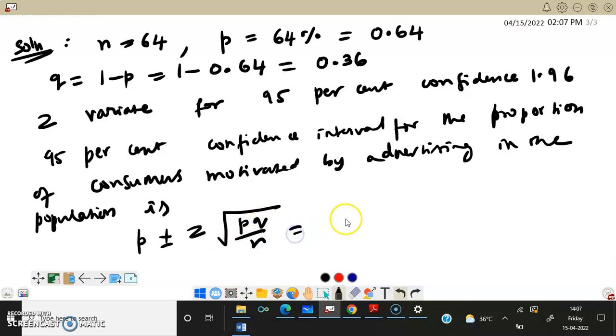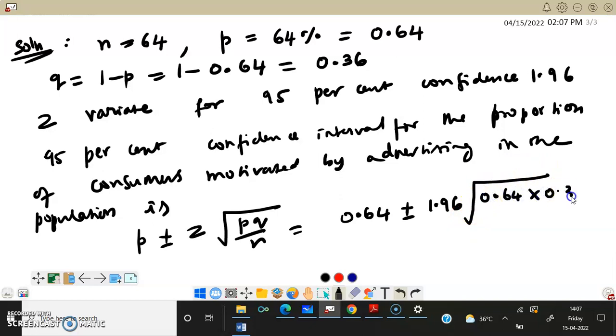Okay, which is equal to P is given 0.64 plus or minus Z we found from the, sorry, I will show you later. From the table this is 1.96, 95% is there, no? From the table it is 1.96 square root of 0.64, that is P, 1 minus that 0.36 upon 64. If you calculate, you will get the answer as 0.64 plus or minus 1.96. If we calculate, this is 0.06 and this will be equal to 0.6.